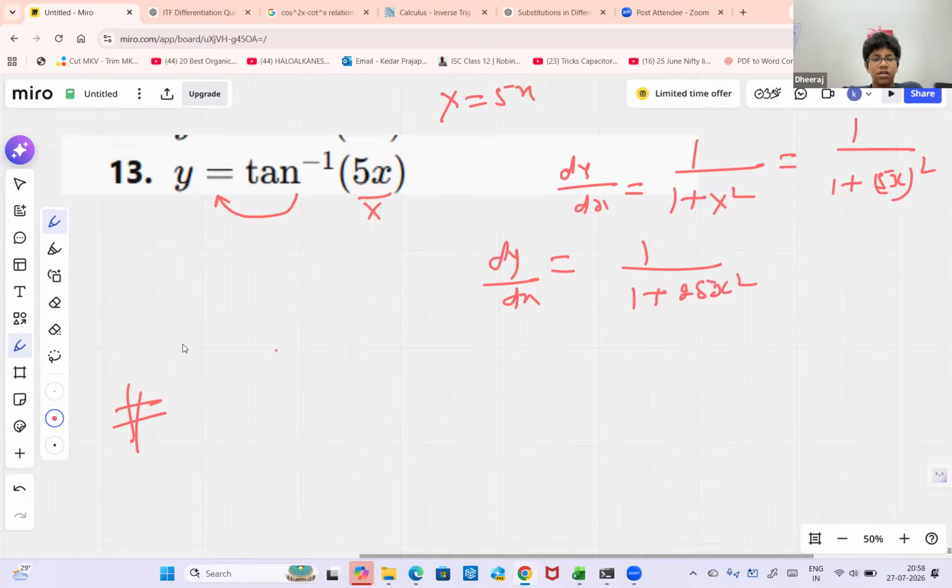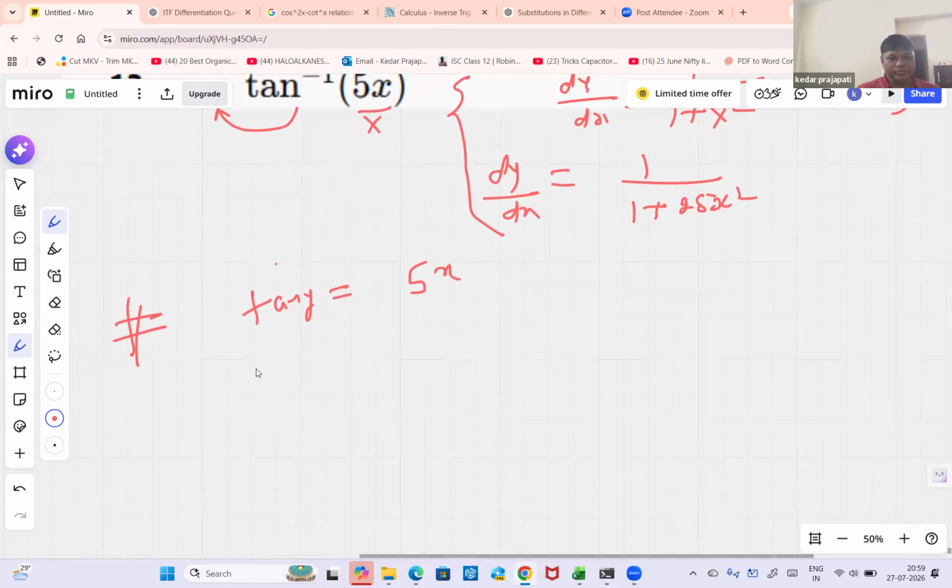Second method. Should I derive it or directly do it? Yeah, so we'll bring tan to this side. Shortcut we already did with the formula. Okay, tan y is equal to 5x. Differentiate with respect to x. So tan y will become secant square y dy by dx is equal to 5.